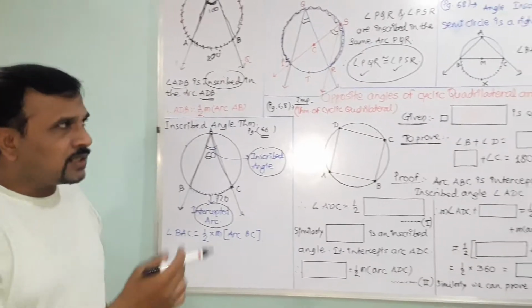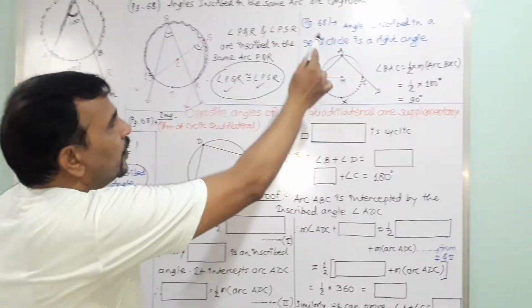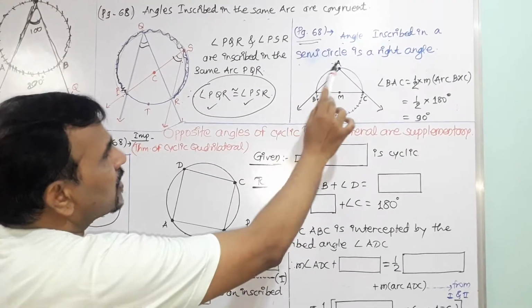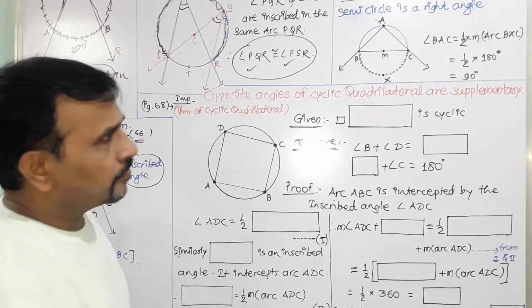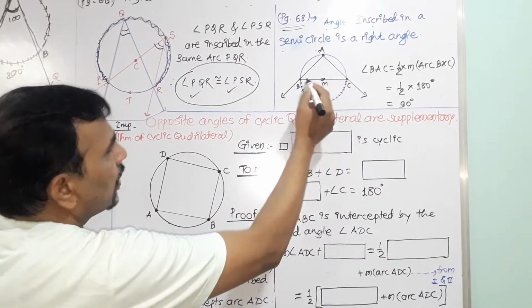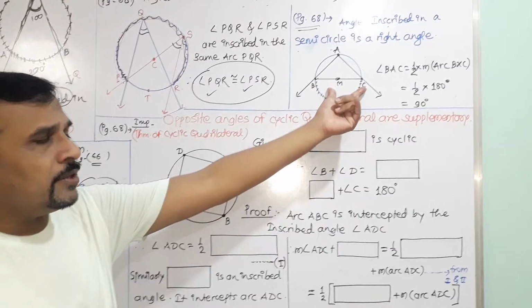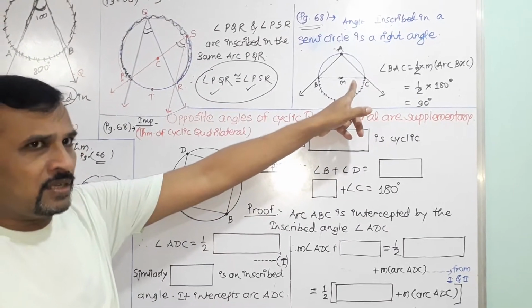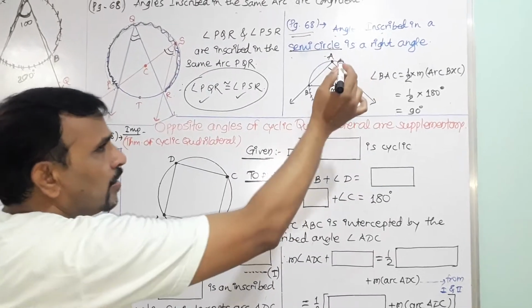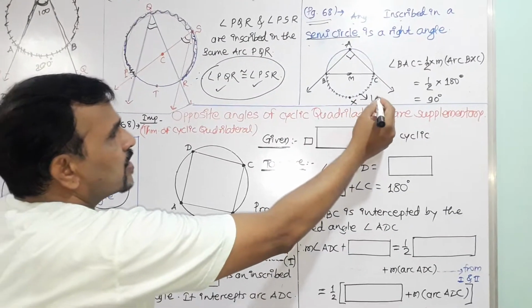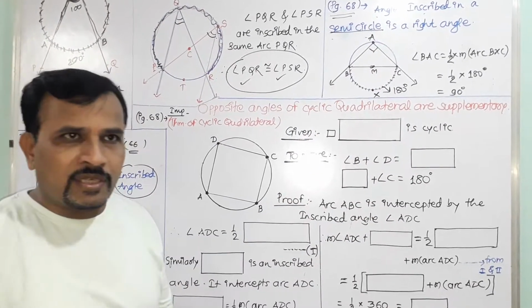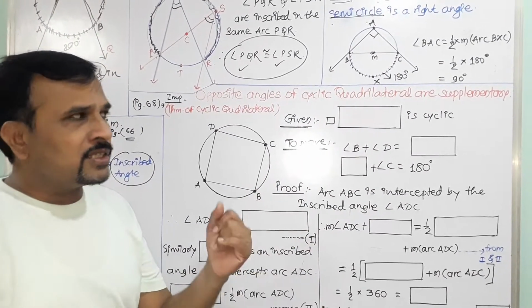Okay. See the second one, which is on page number 68. Angle inscribed in a semicircle is a right angle. Semicircle, we know. See, the diameter of this circle is given, BC. M is the midpoint of the circle, and this angle is inscribed in the semicircle. We know the measure of a semicircle is 180. The measure of the entire circle is 360. In the last lecture we already saw this.